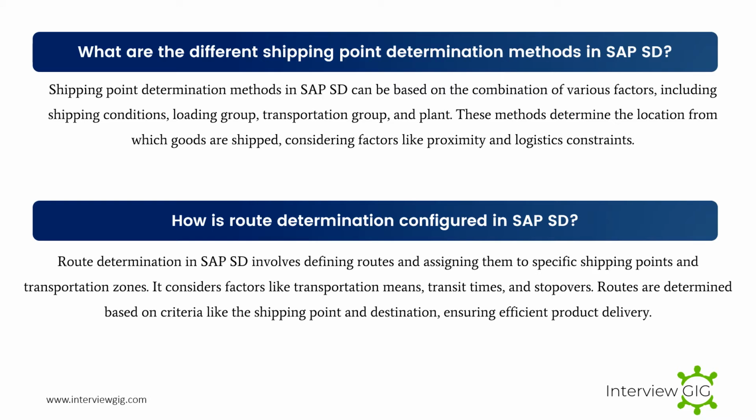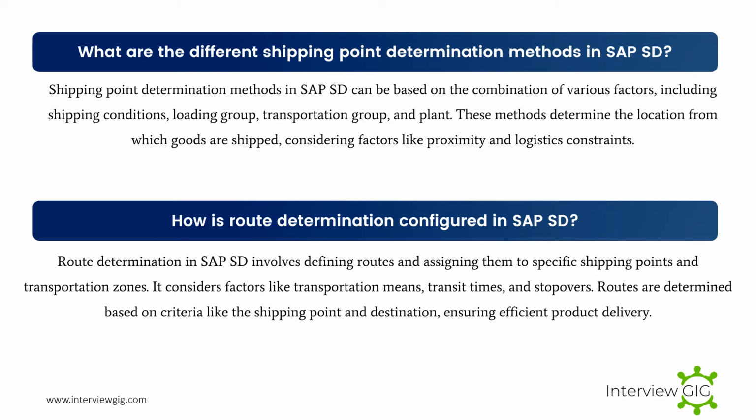Shipping point determination methods in SAP SD can be based on the combination of various factors, including shipping conditions, loading group, transportation group, and plant. These methods determine the location from which goods are shipped, considering factors like proximity and logistics constraints.